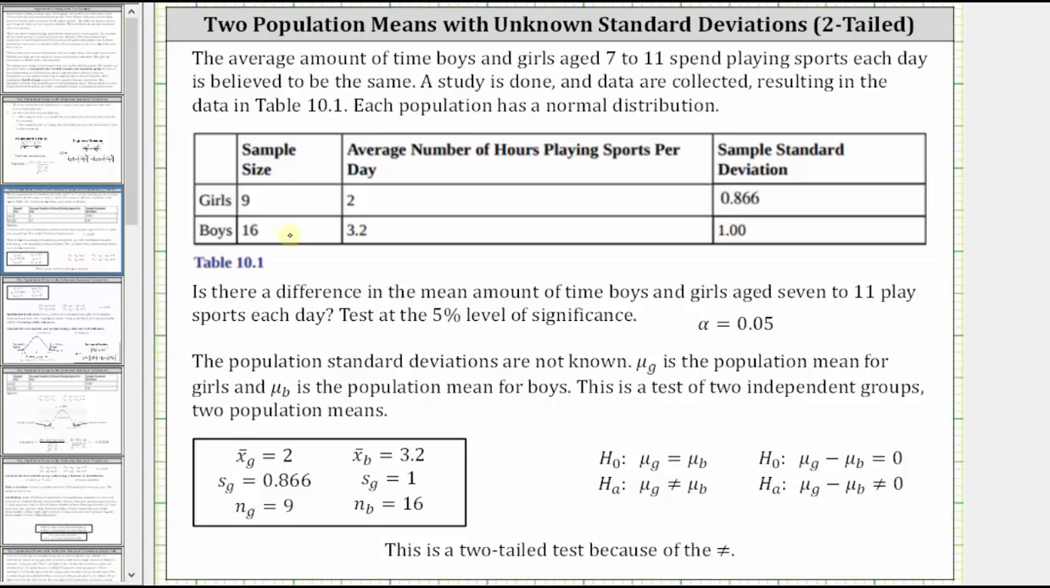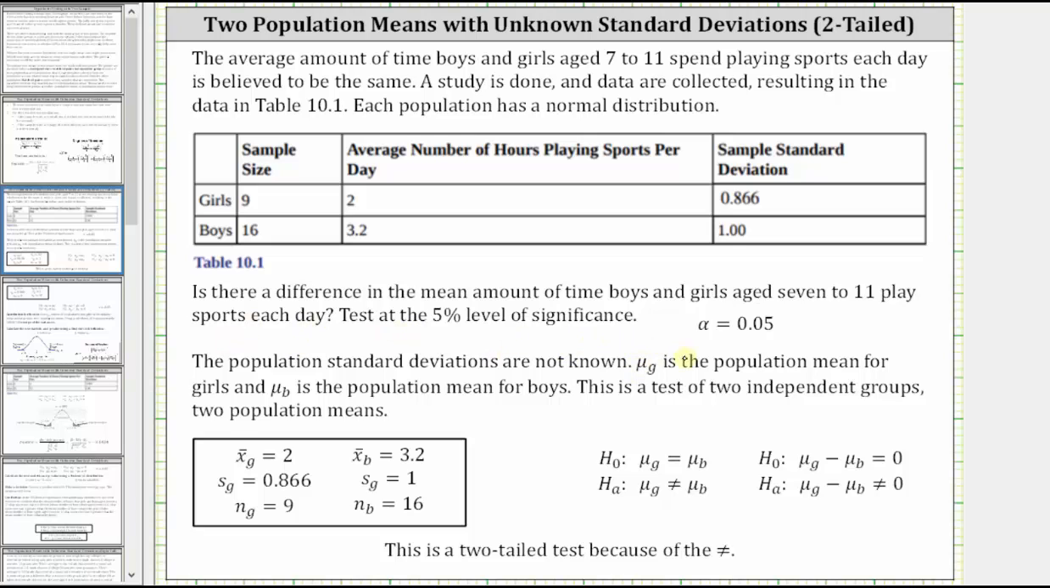We want to answer the question, is there a difference in the mean amount of time boys and girls aged 7 to 11 play sports each day? Test at a 5% level of significance. So we know alpha is equal to 0.05, 5% as a decimal. Again, the population standard deviations are unknown.